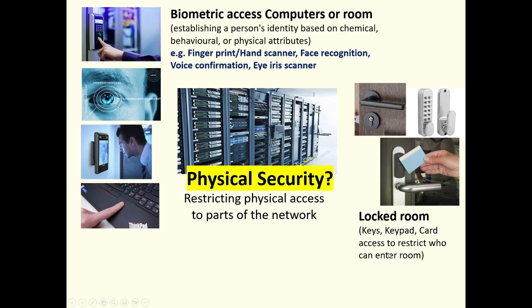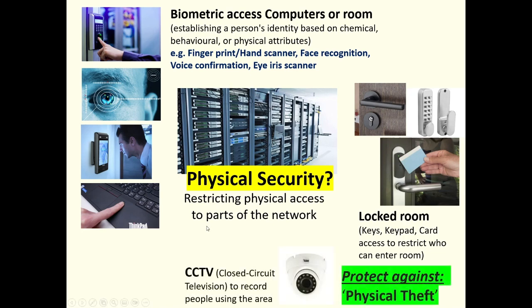You could have biometric access, such as the fingerprint scanner we use for payments in school for your lunches and things, or face recognition, anything that uses biological things like fingerprints and eye scanners. Or you could use things like CCTV to monitor people accessing an area. It doesn't prevent people, but it monitors them and helps to deter people from doing it. This helps to protect against physical theft, people physically accessing or stealing data or devices on the network. Physical security.